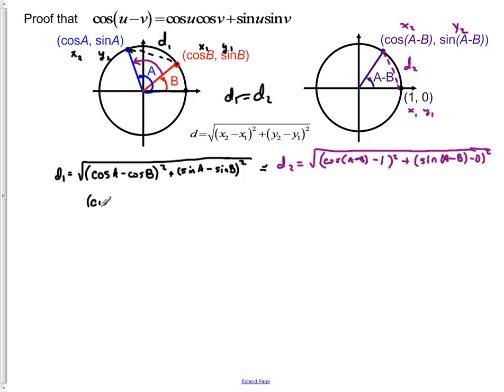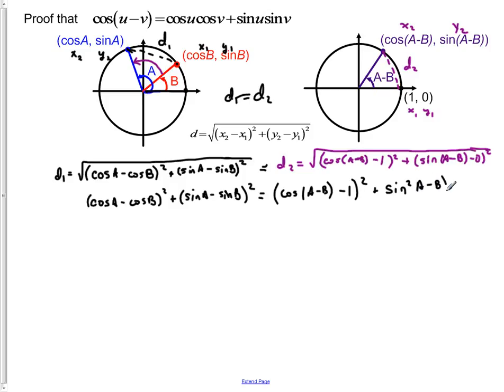And so we know that when we take the cosine of A minus the cosine of B, squared, and add that to the sine of A minus the sine of B squared, it should be equal to the difference cosine of the quantity A minus B minus 1 squared plus the square of the sine of A minus B, right? The 0 doesn't really even matter there, so it's sine squared of A minus B. Interesting, interesting.